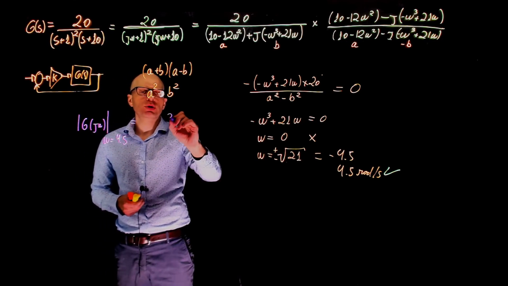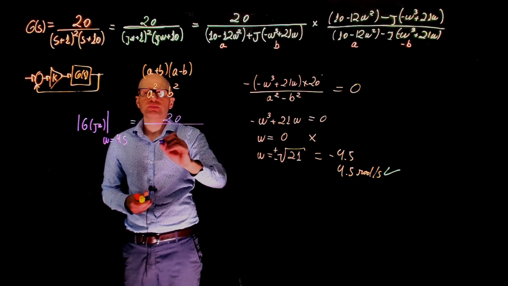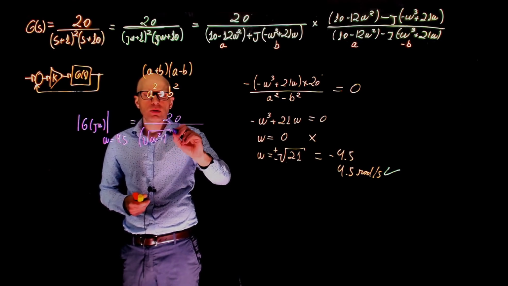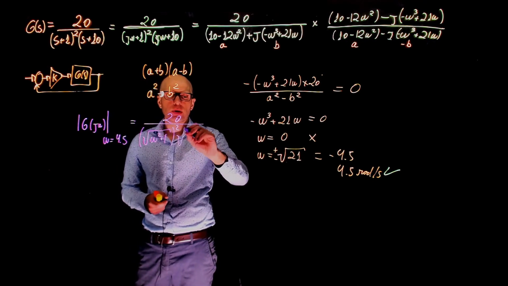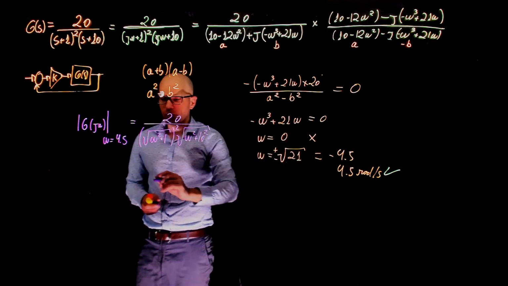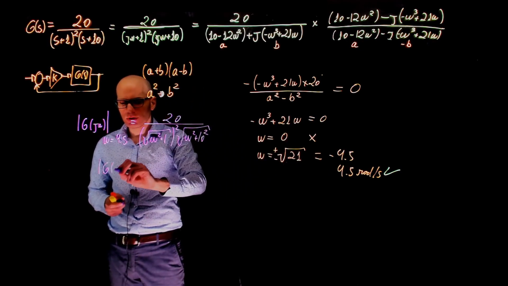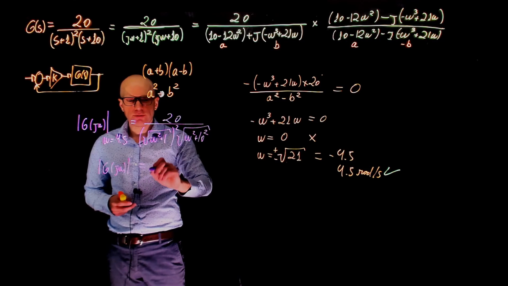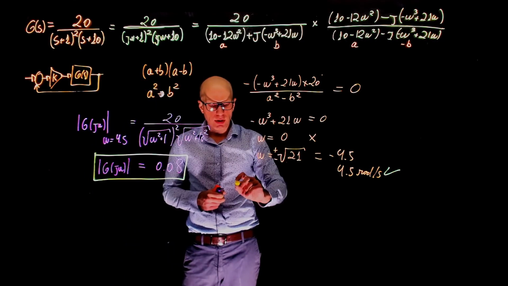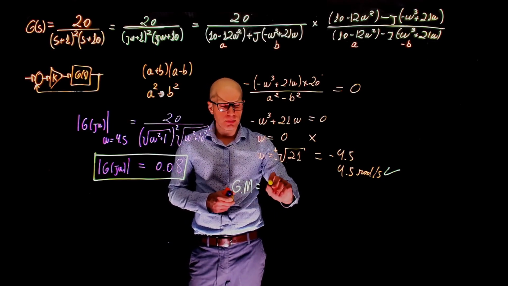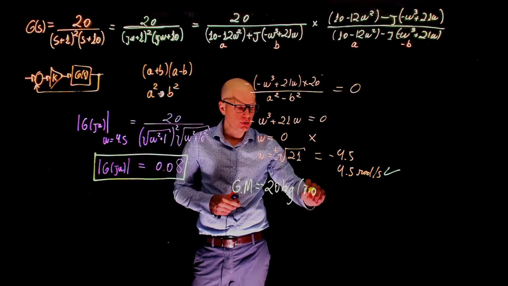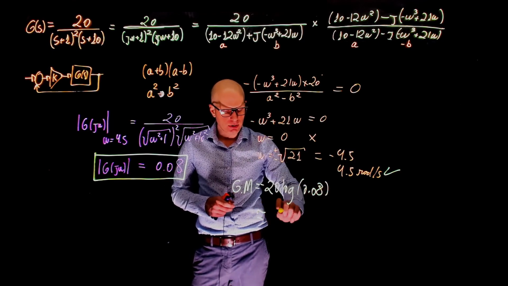And you know that the magnitude is 20 divided by square root of omega squared plus 1 squared times the square root of omega squared plus 10 squared. And when you replace 4.5 here, this gives a magnitude of 0.08. The gain margin is simply negative 20 log of that 0.08, and this is approximately 21 decibels.